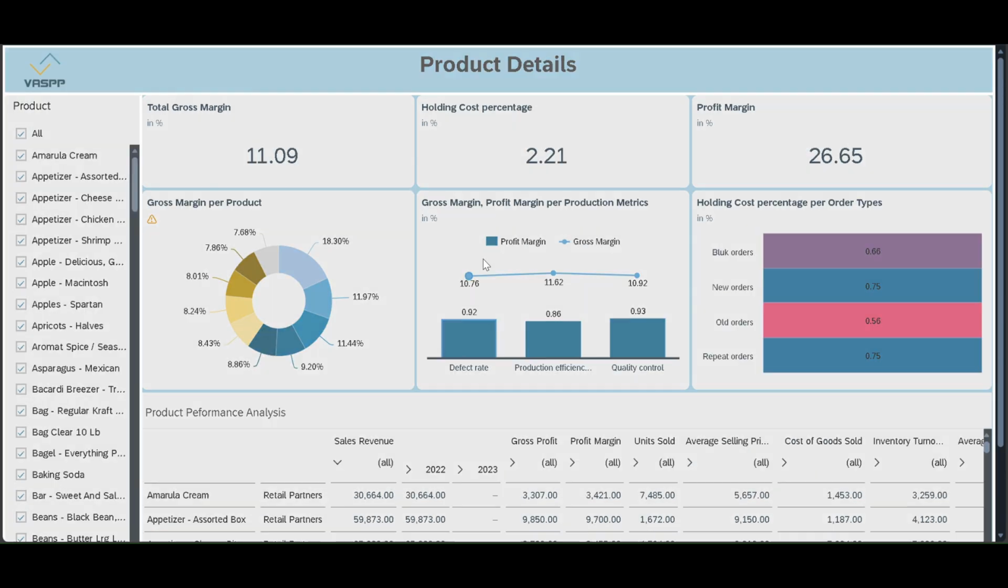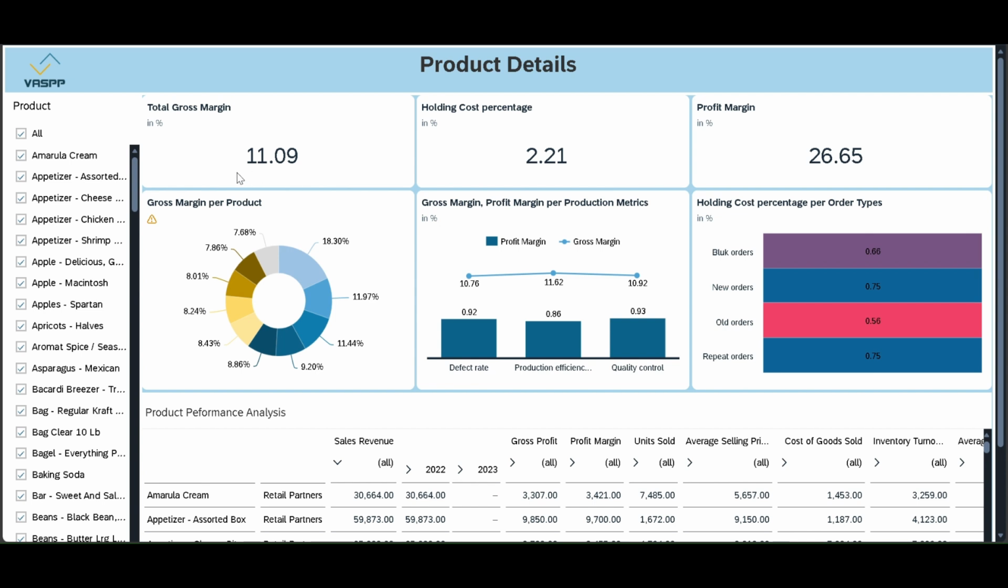Top KPIs: total gross margin, 11.09%. Holding cost percentage, 2.21%. Profit margin, 26.65%. These KPIs show the balance between revenue, cost, and profitability at a portfolio-wide level.